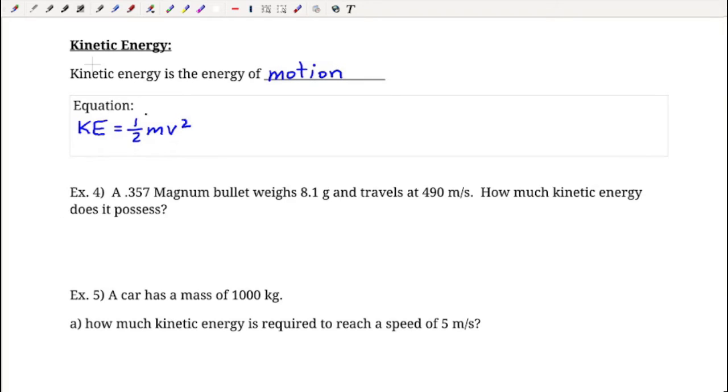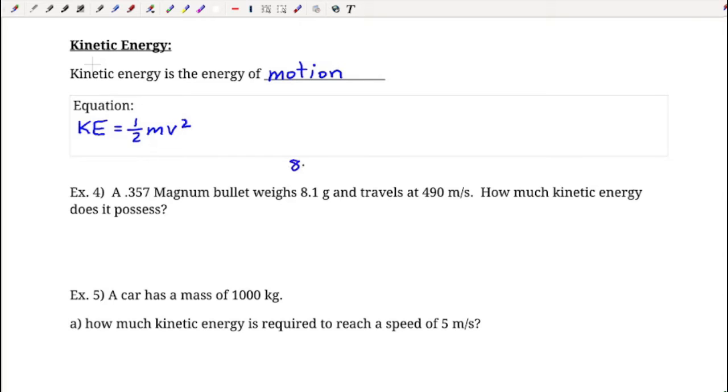And you'll notice that it's proportional to the mass, so the more mass you have, the more kinetic energy you're going to have, but it's proportional to velocity squared, meaning the faster you go, the much more kinetic energy you're going to have, because every increase is going to be squared. So, for example, a .357 Magnum bullet weighs 8.1 grams and travels at 490 meters per second. How much kinetic energy does it possess?